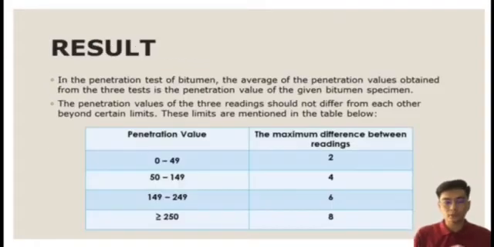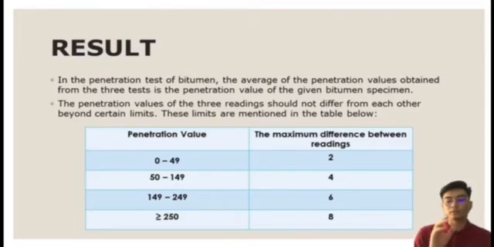For this slide, I will explain the result. The first point is that in the penetration test of bitumen, the average of the penetration values obtained from the three tests is the penetration value of the given bitumen specimen. The penetration values of the three readings should not differ from each other beyond a certain limit. This limit is mentioned in the table below, showing penetration value and the maximum difference between readings.